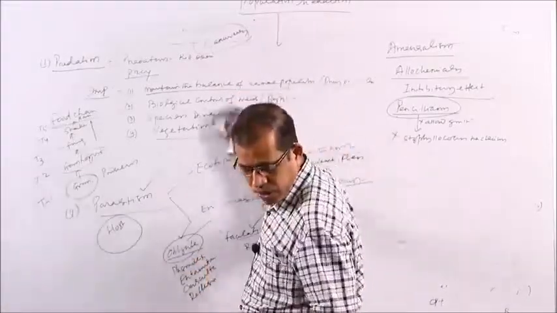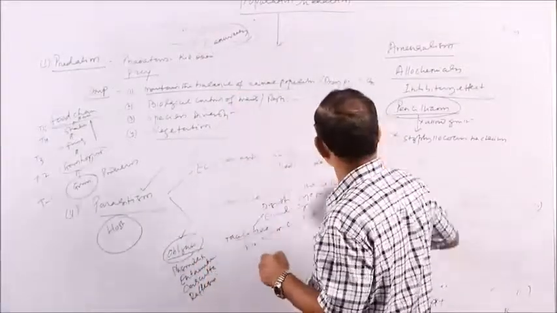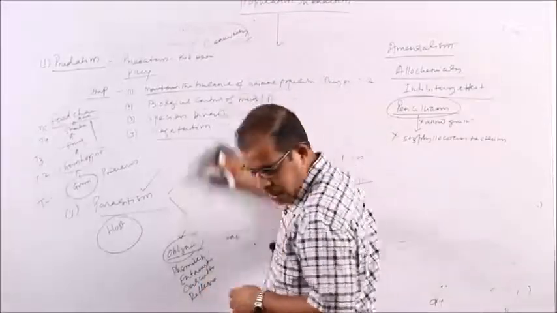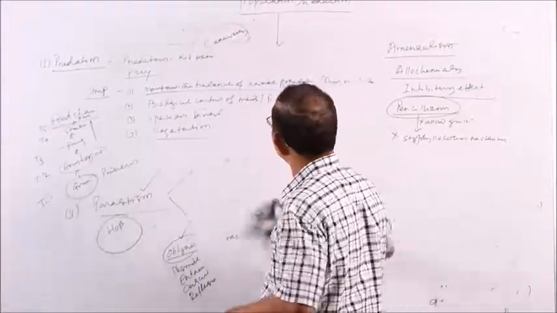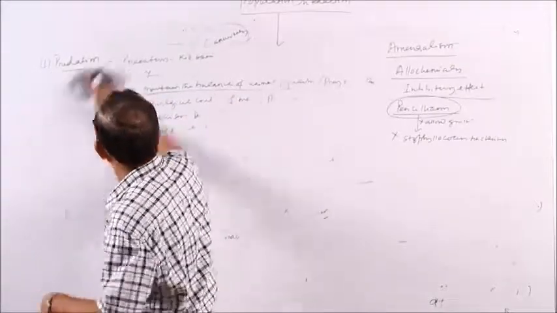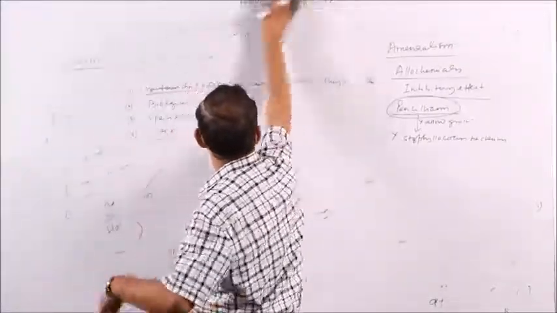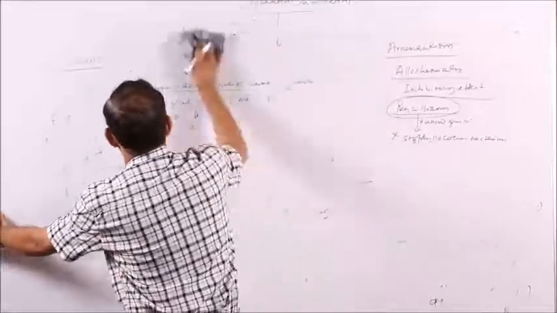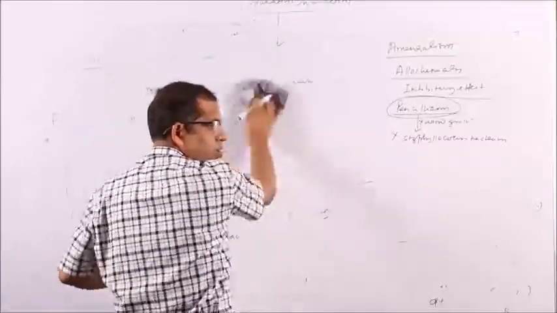So the fourth one we can now discuss is commensalism. Another is mutualism. If you see commensalism and mutualism, there is a little bit of similarity.